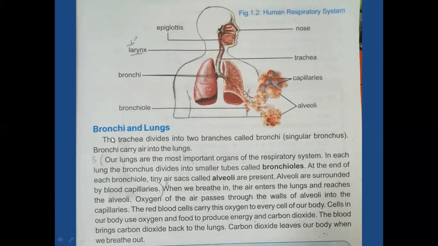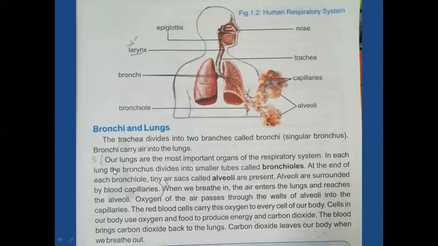Now, bronchi and lungs. The bronchi, I told you, enter into the lungs. So the trachea divides into two branches called bronchi. If it is one, then singular bronchus, but for two we use the plural bronchi. Bronchi carry air into the lungs. Our lungs are the most important organs of the respiratory system.